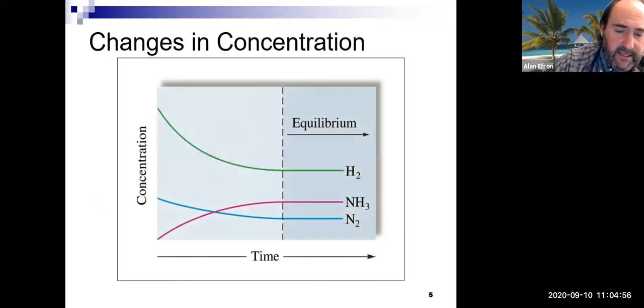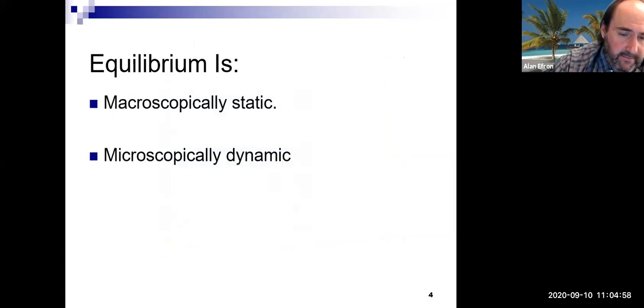And that's why it says, macroscopically, the big picture, it looks static. It doesn't look like much is happening. But on the microscopic level, it's very dynamic. There's a lot going on back and forth.